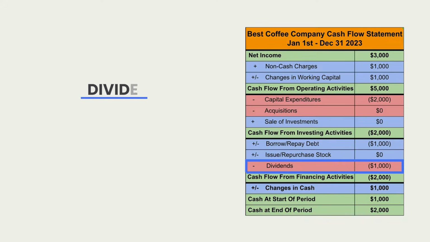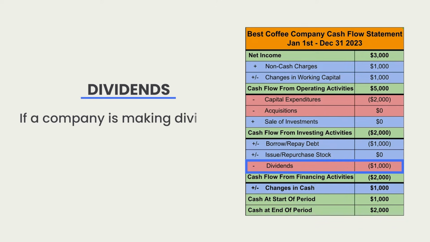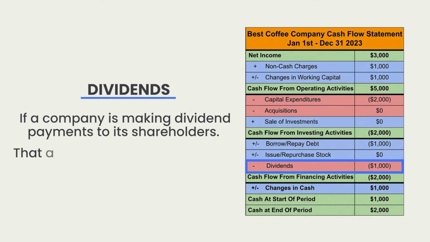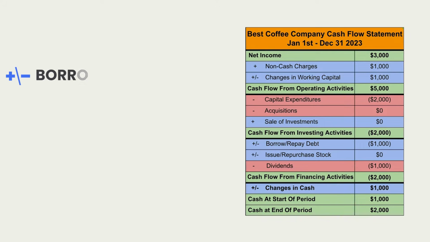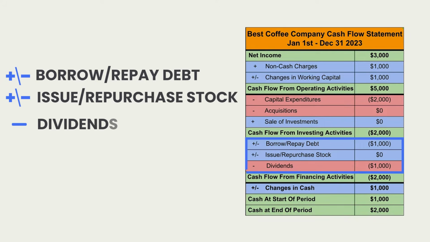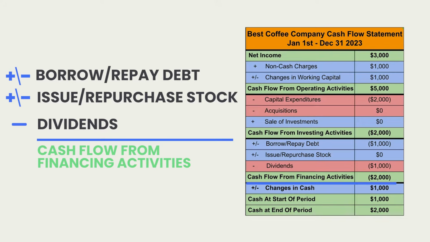The final category here relates to dividends. If a company is making dividend payments to its shareholders, that activity would consume cash. Then we simply add up and subtract all the sources of cash due to financing activities.